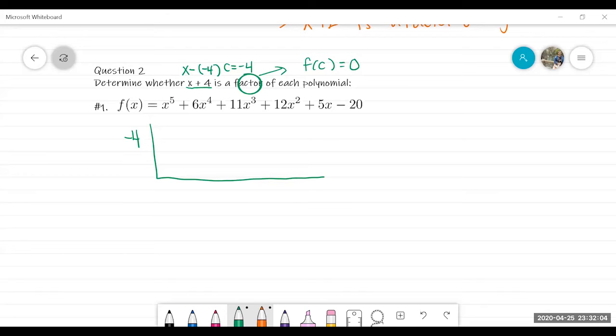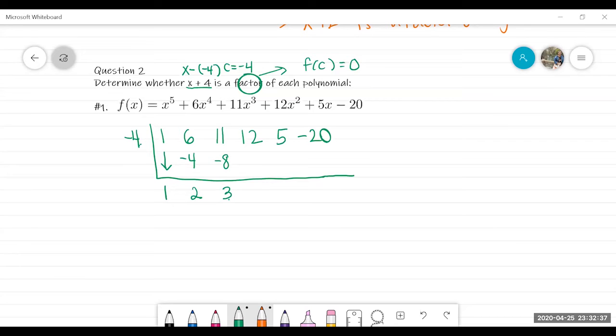And we just go down the row in coefficients. It looks like nobody got skipped, so 1 for the x fifth, 6 for the x to the fourth, 11 for the x cubed, 12 for the x squared, 5 for the x, and -24 the constant. So as always, bring this 1 straight down. -4 times 1 is -4. We're going to add those two together and get a 2, times the -4 gives us -8. Add the 11 and the -8 together, you get a 3.